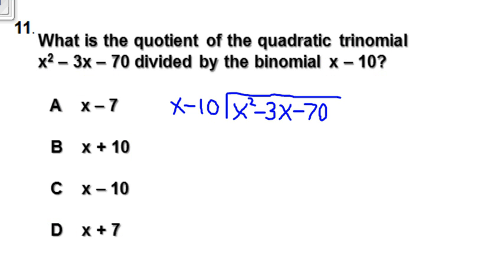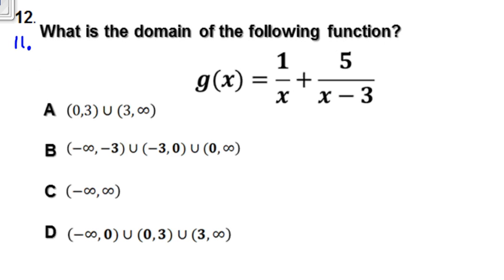And yes, it's set up here for long division. You can divide it out, but we won't take time to go into that now. Now, what is the domain of the following function? G of x equals 1 over x plus 5 over x minus 3. And we can find our discontinuities here.